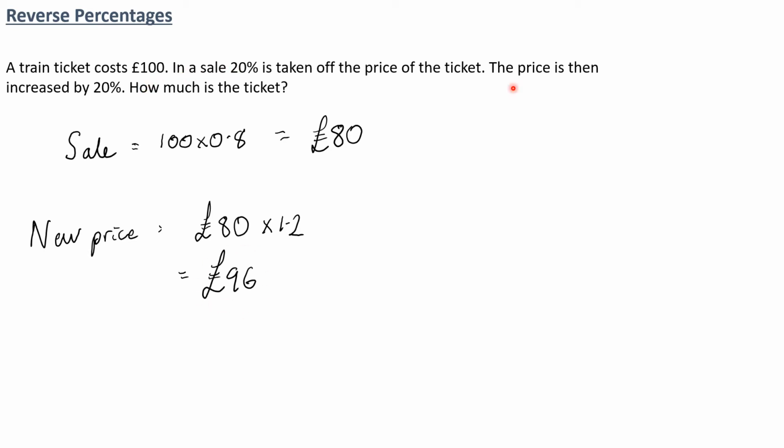So if we decrease something by 20%, then increase it by 20%, we don't necessarily get back to what we started with. These problems are known as reverse percentage problems, and our strategy to deal with this can be done in one of two ways, which I'll show you.